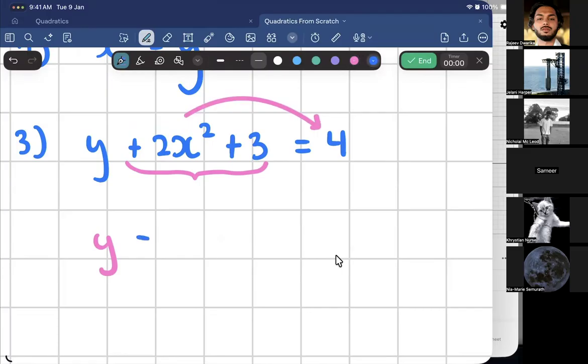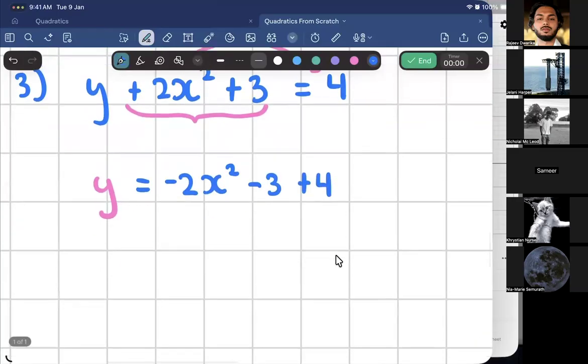Okay, so y is going to be equal to what? If I move across 2x squared, what is that going to turn to? Negative 2x squared. Okay, what is the 3 going to turn to? Negative 3. And what did I have on the right-hand side already? 4. Positive 4, right? So y now is going to be equal to what, Christian?